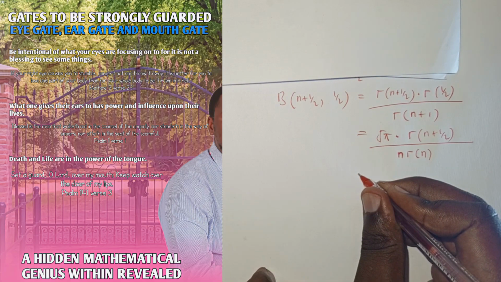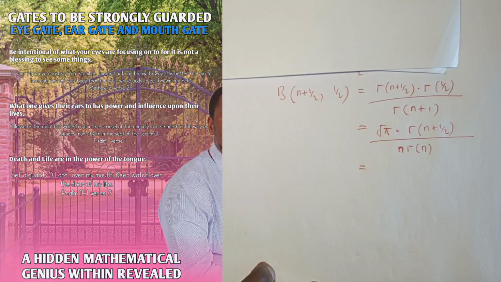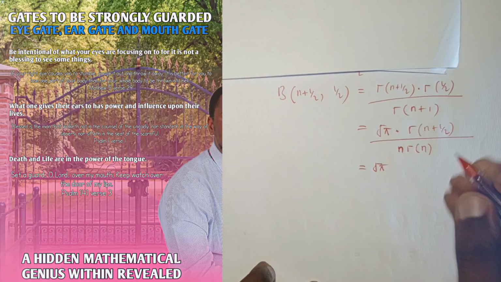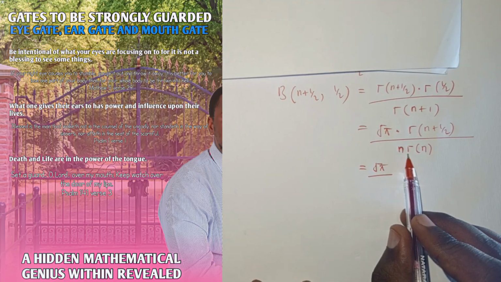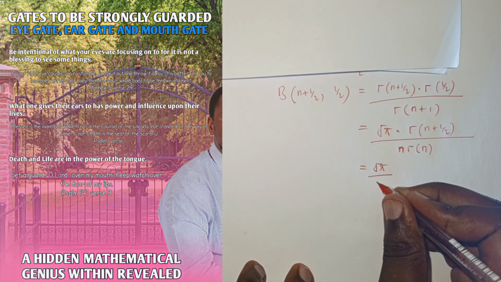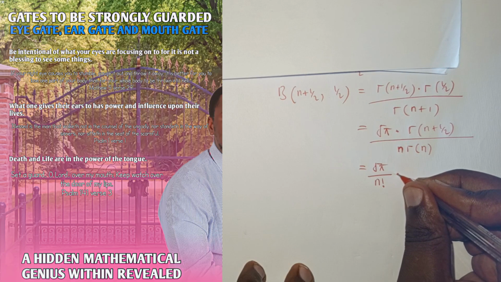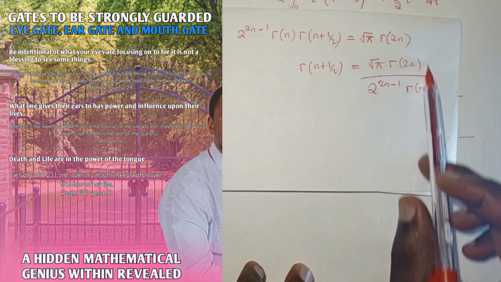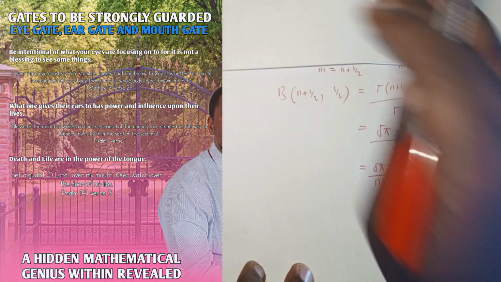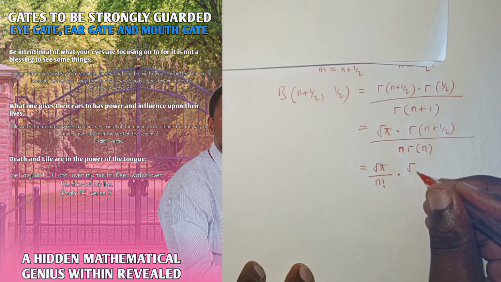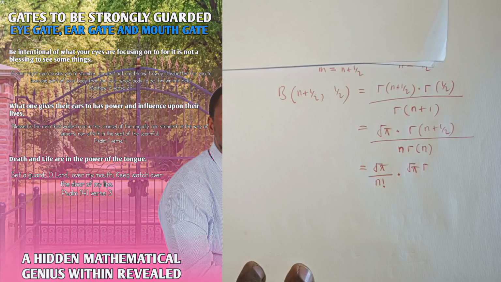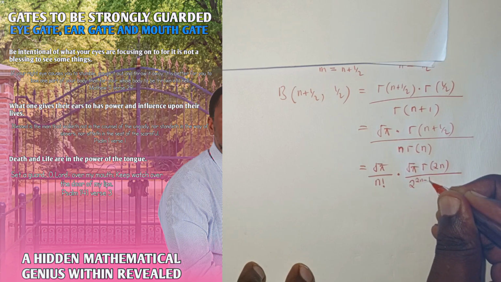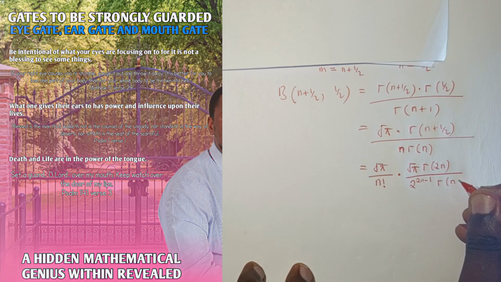So here we have square root of pi over n factorial, multiplied by, where there is gamma of n plus 1 over 2, we put this: square root of pi, gamma of 2n, over 2 to the power 2n minus 1 gamma of n.